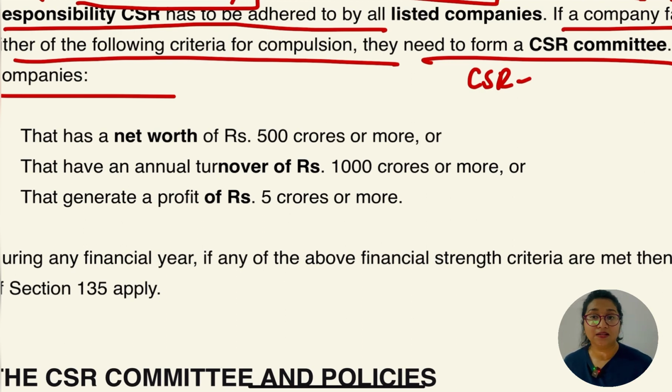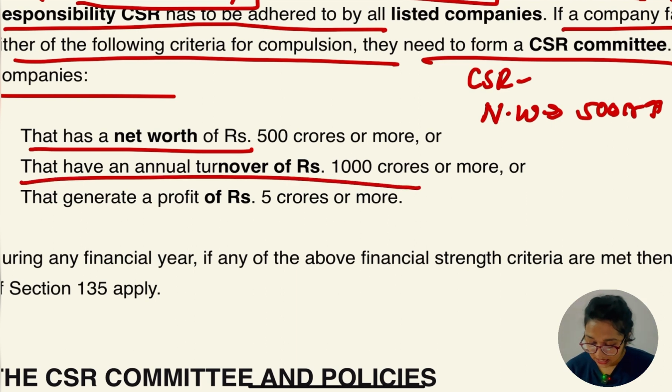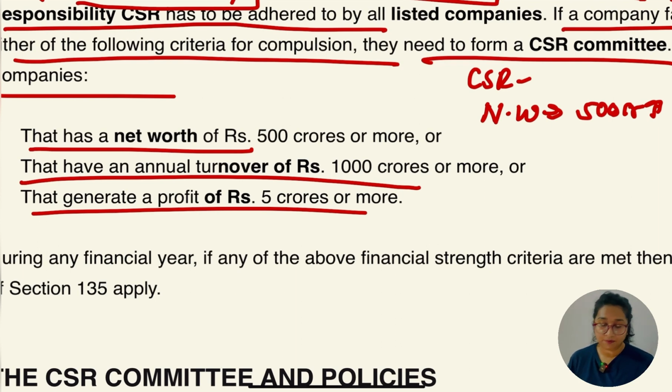Apart from that, we are talking about those companies which are not listed. For those companies, if any of these three conditions are fulfilled, any of these three, in that case there would be compulsion of a CSR committee. Let's go for it. Up to this was clear? So if they have a net worth of 500 crore or more, an annual turnover of rupees 1000 crore or more, or they generate a profit of rupees 5 crore or more.